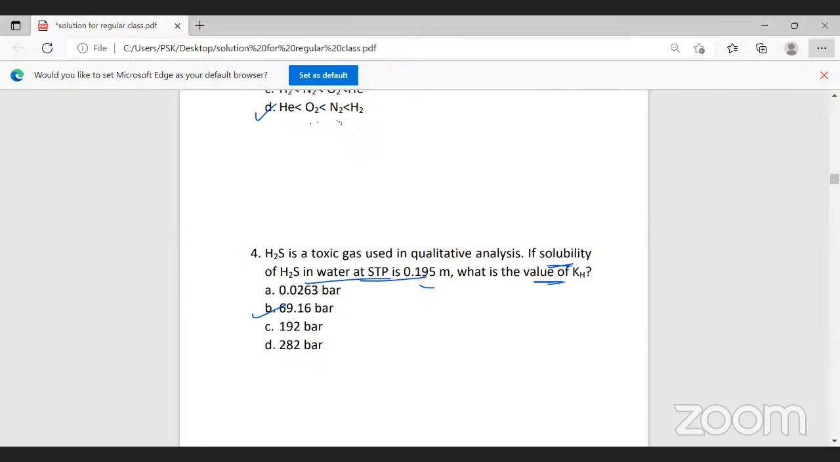So H2S, what's the number of moles of H2S they've given? The number of moles of H2S they've given is 0.195 moles. Since it is in solution, we need to calculate the number of moles of water. The number of moles of water will be 1000 divided by 18, because 1 molar means 1 kg, and 1 kg is 1000 grams. So 1000 divided by 18 is 55.5 moles.